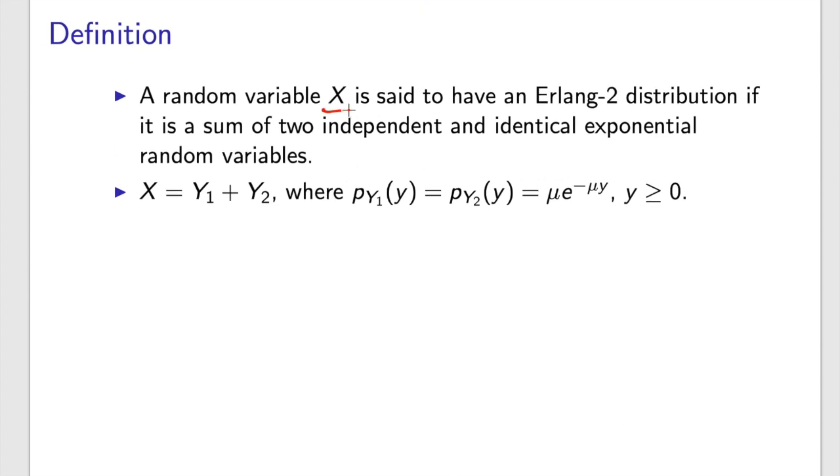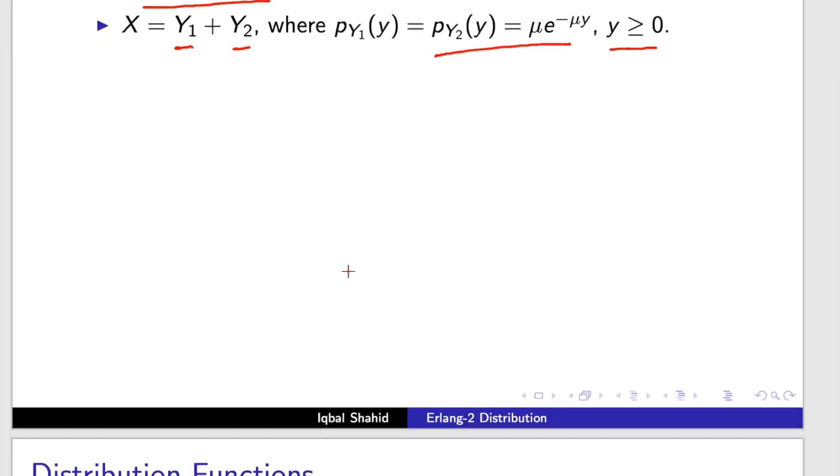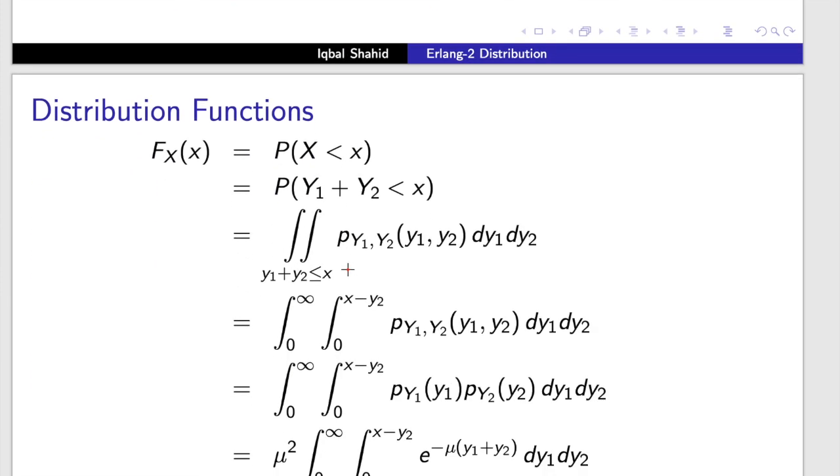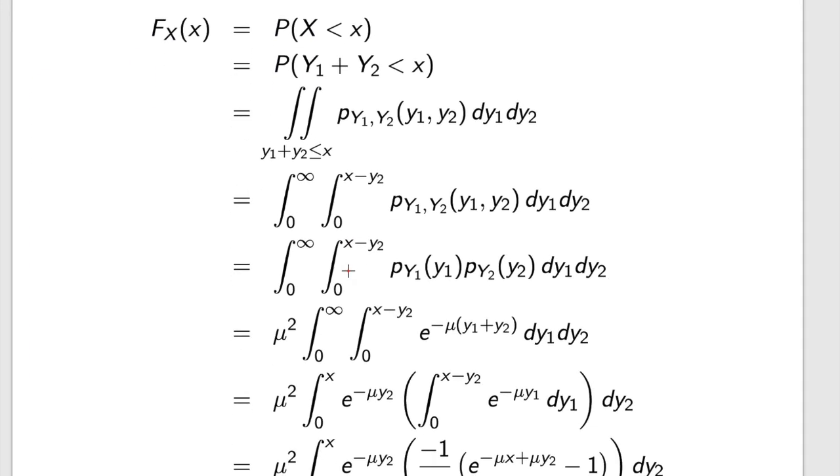So a random variable X is said to have an Erlang 2 distribution if it is a sum of two independent and identical exponential random variables. So in other words, we have Y1 and Y2 as exponential random variables where Y is always non-negative. Then X is an Erlang 2 random variable if it is given by the sum of Y1 and Y2. Okay. So then what we will do is we'll start with the derivation of the distribution function.